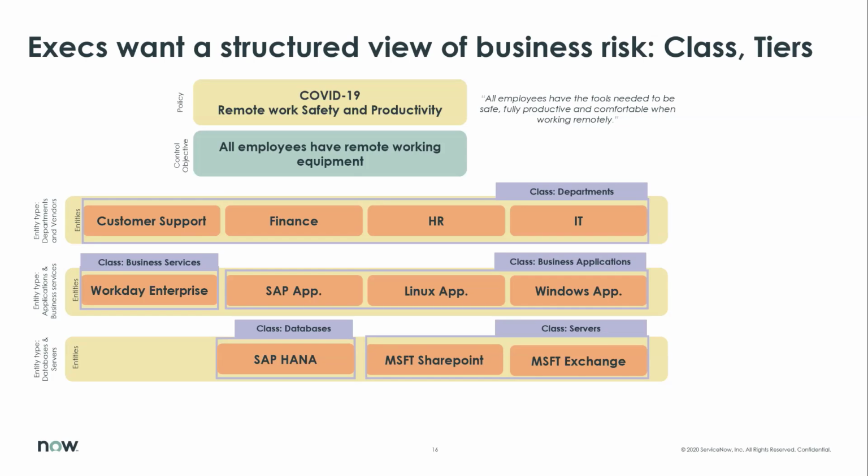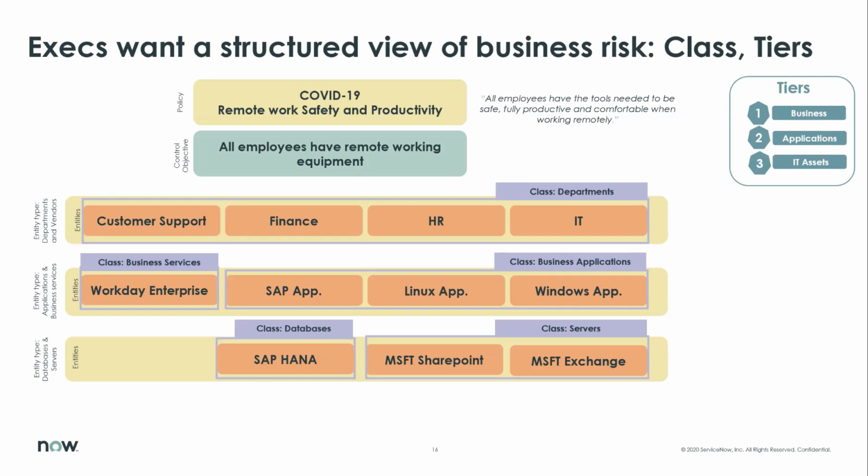Now, where do the tiers come in? Well, the tiers have been defined in advance, and in this case, 1, 2, 3, and we're going to allocate them by order of importance to the classes that we have defined. For example, tier 1, we're going to say departments are on the same level as business services. Then comes business applications. And finally, the two classes, database and servers. I think I've got it.